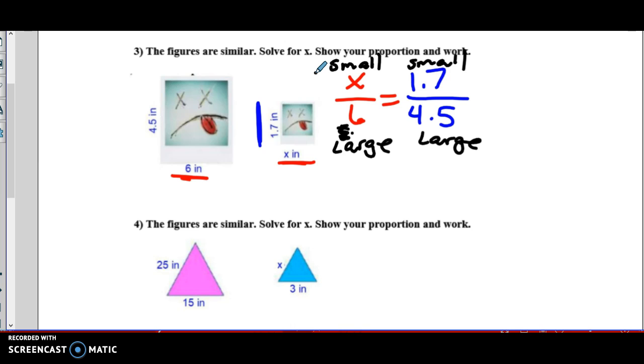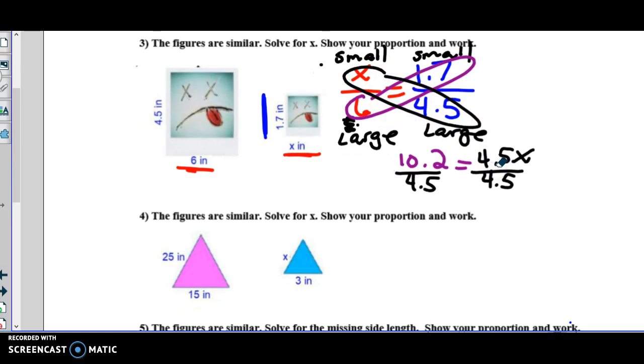Now let's solve this proportion. When I multiply 6 times 1.7, I get 10.2. And then x times 4.5 is equal to 4.5x. Now to solve the one-step equation, I just need to divide both sides of the equation by 4.5. And when I divide, I get 2.26 repeating. But we just need to round to the nearest hundredth. So we're going to round that to x is approximately 2.27.